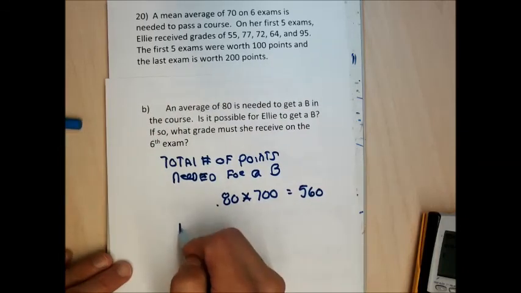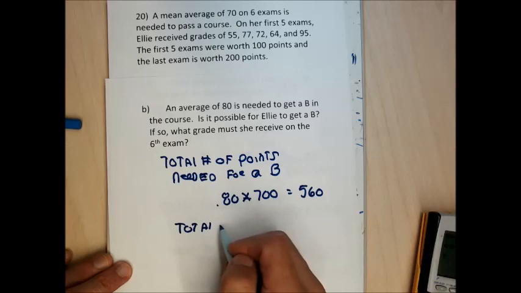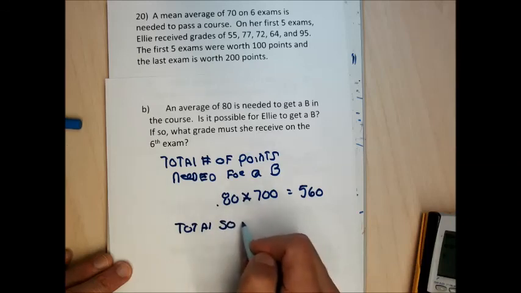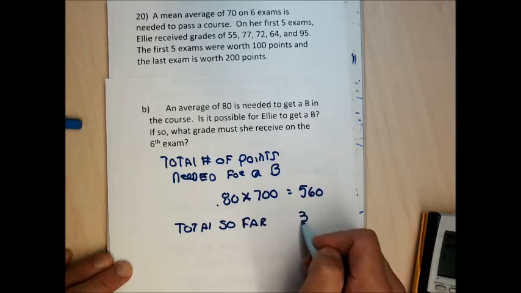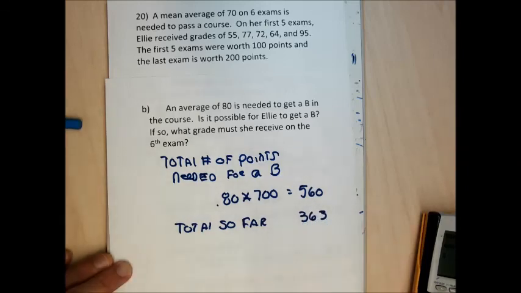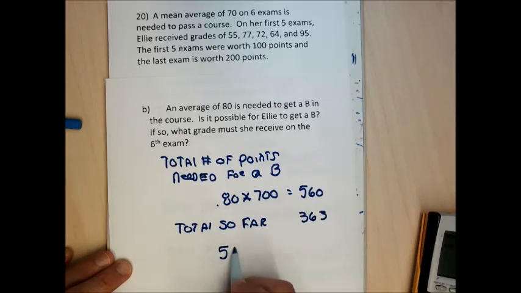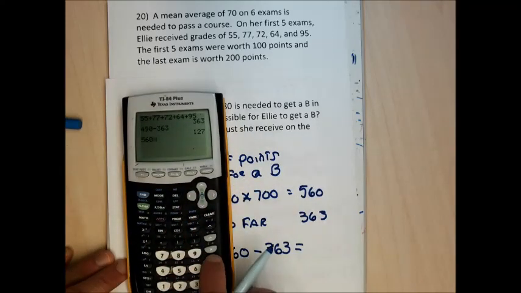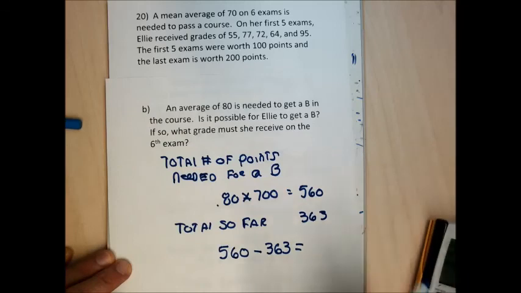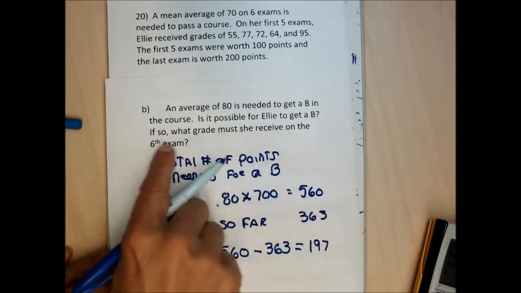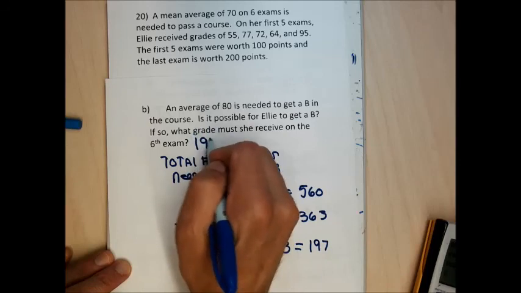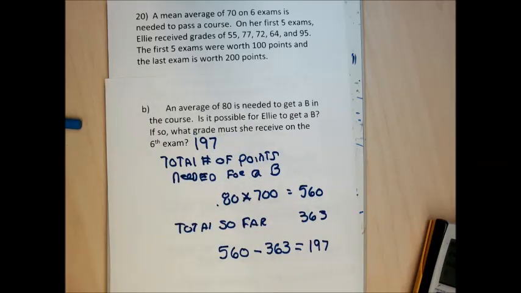The total that she has, if it's within 200 points of what she needs, she can get a B. And she needs 560 total points. She has 363 total points. It's going to be possible for her to get a B because the difference between what she has and what she needs is less than the 200 points that the test is worth. So yes, it's possible for her to get a B. If so, which grade would she need to get? She needs to get 197 out of 200 to pick up her B.